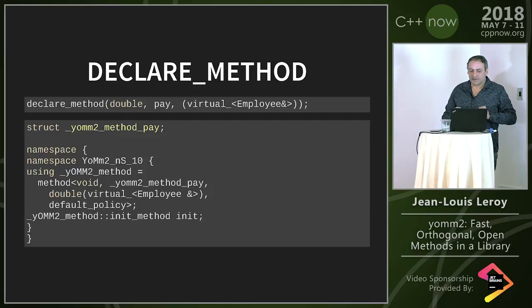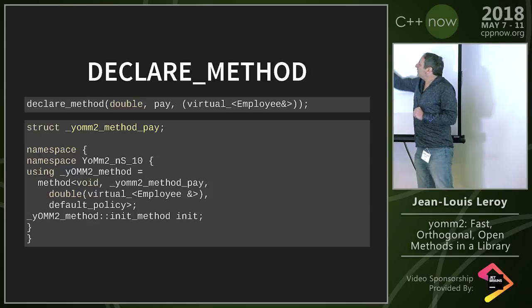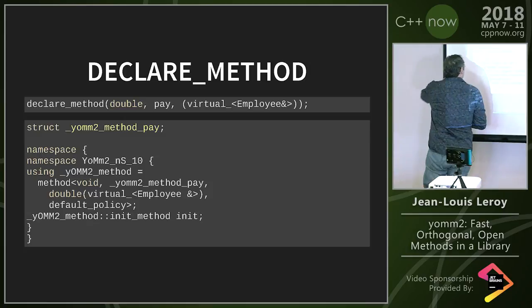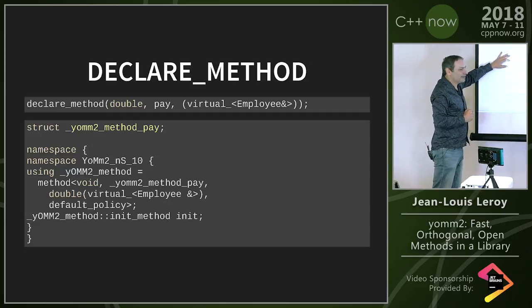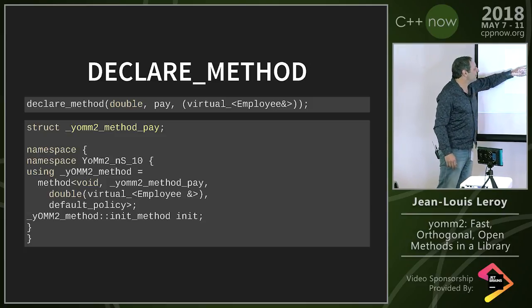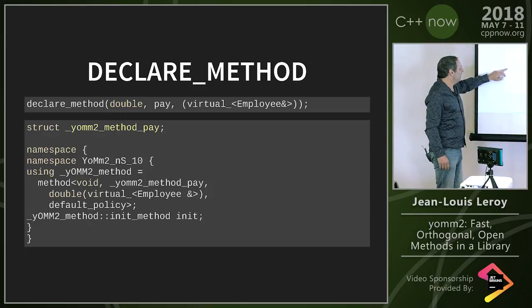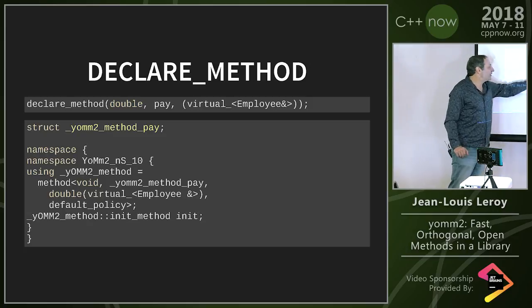So let's look at what the macros do first. Declare method is going to expand to this. It uses preprocessor tricks, which David here has shown me that you can do more than what I thought you can do with the preprocessor. And it generates in an anonymous namespace, a namespace with a unique name. It's based on counter. And behind each method, there is an instance of a template class called method, which takes the return type, which takes a tag.